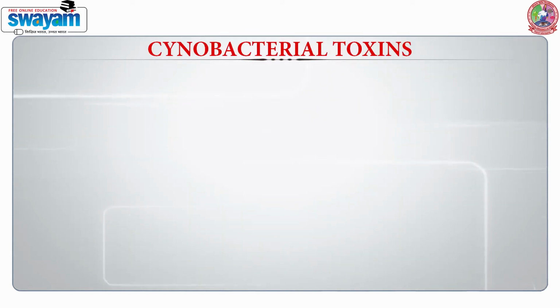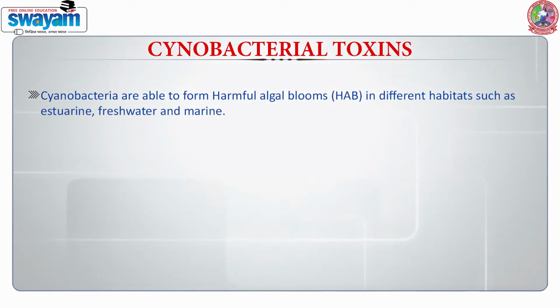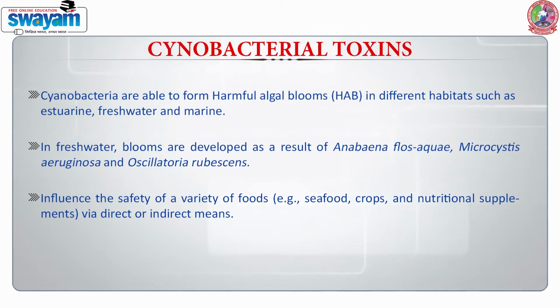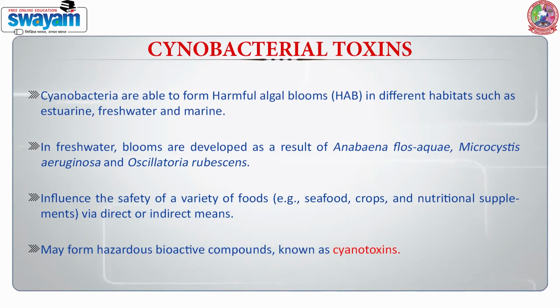The toxins produced by a specific group of algae are known as cyanobacterial toxins. These cyanobacteria are able to form harmful algal blooms in different aquatic habitats. In fresh water, these blooms develop as a result of growth of Anabaena species, Microcystis species and Oscillatoria species. By their growth, they influence the safety of a variety of seafood and the nutritional supplements derived from these seafoods. They may form hazardous bioactive compounds, and these compounds are collectively termed cyanotoxins.